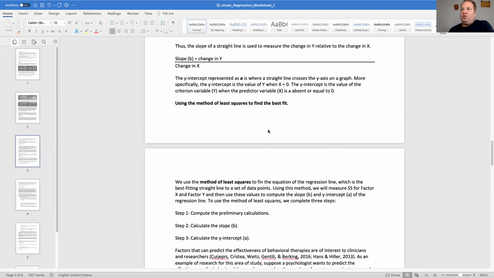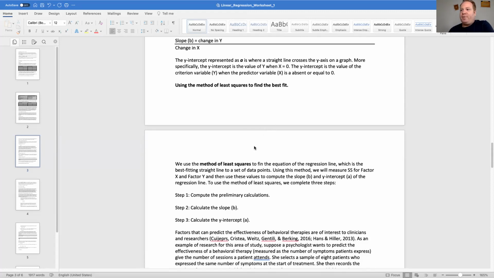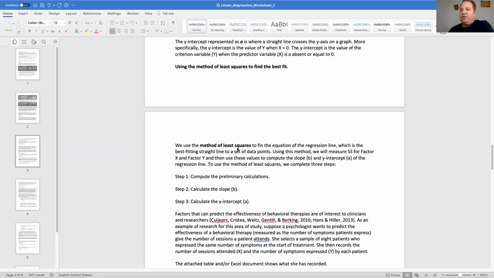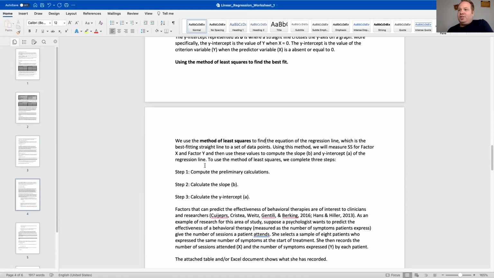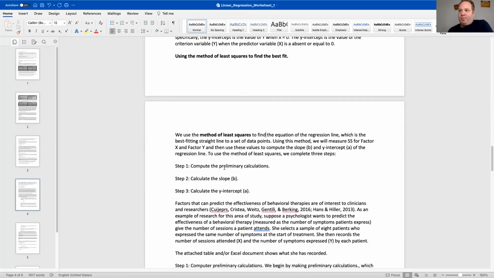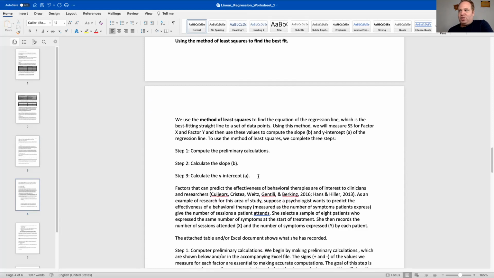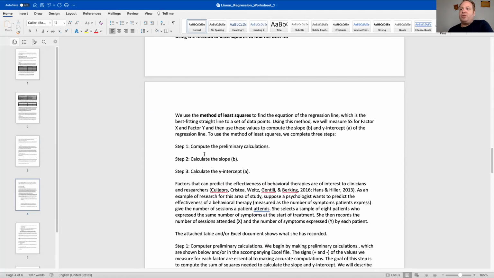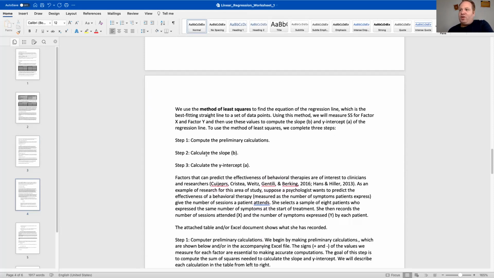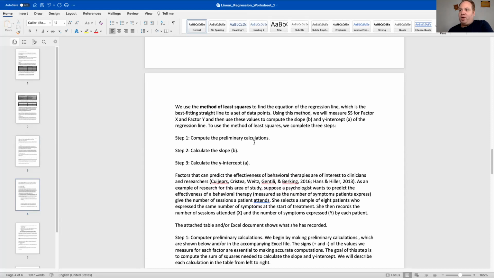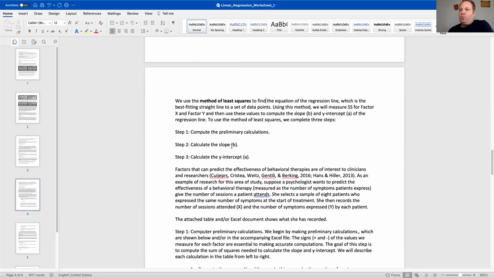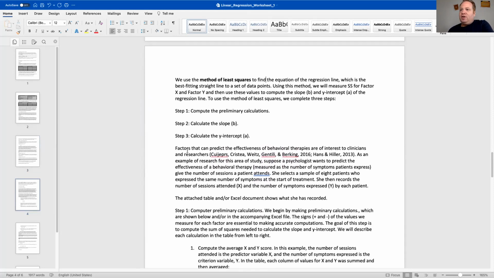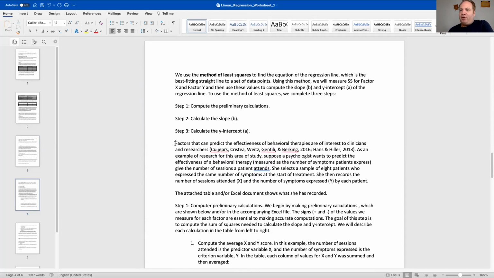So using the method of least squares to find the best fit, we use the method of least squares to find the equation of the regression line, which is the best fitting straight line to a set of data points. Using this method, we will measure the sum of the squares for factor x and factor y, and then use these values to compute the slope b and the y-intercept of the regression line. To use the method of least squares, we complete 3 steps: compute the preliminary calculations, calculate the slope, and calculate the y-intercept.